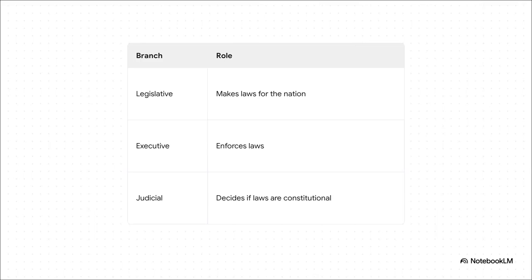So once they won, how did they design this new government to make sure they didn't just end up with another king? Well, they deliberately split the power into three pieces. You have the legislative branch, that's Congress. Their job is to make the laws. Then you have the executive branch, led by the president, who enforces those laws. And finally, the judicial branch, the Supreme Court, gets the final say on whether a law is even constitutional. The whole point is to create checks and balances, so no single part gets too powerful.